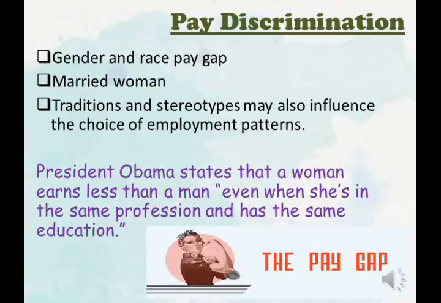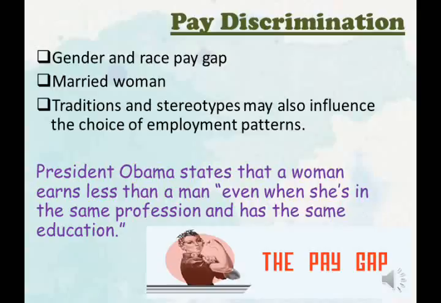Moving forward, what is pay discrimination? Pay discrimination is a gender and race pay gap. The gender pay gap is the difference between male and female earnings. This difference is expressed as a percentage of male earnings. The gender pay gap reduces women's lifetime earnings and also affects their pensions. This is one of the significant causes of poverty in later life for women.